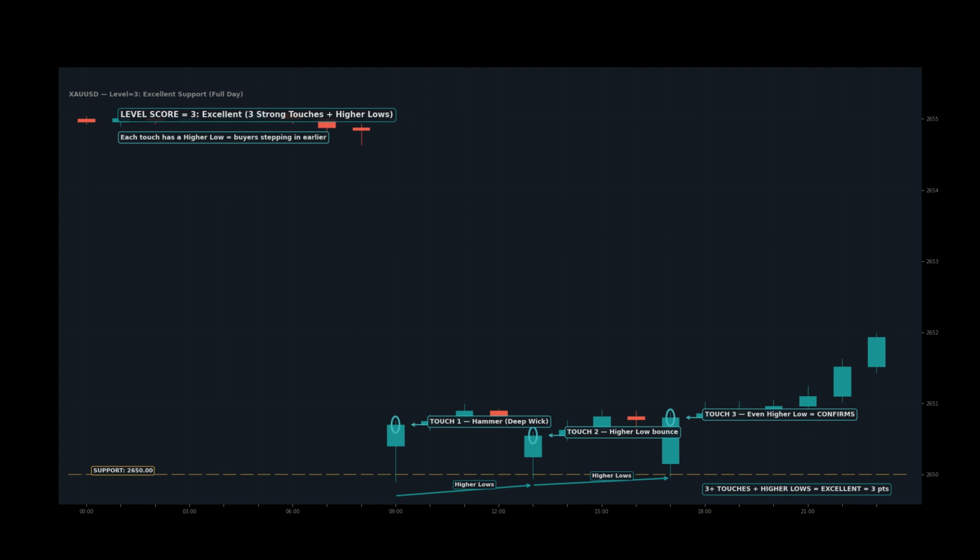Price returns to the same level, produces another wick bounce. Third touch at 2 p.m. Price returns again, the level holds, and then a strong reversal candle confirms. 3+ touches with strong reactions within a 24-hour window. This is an excellent level. Level quality score equals 3. When combined with a time gate and structure pattern at this level, the confluence score reaches A+ territory.